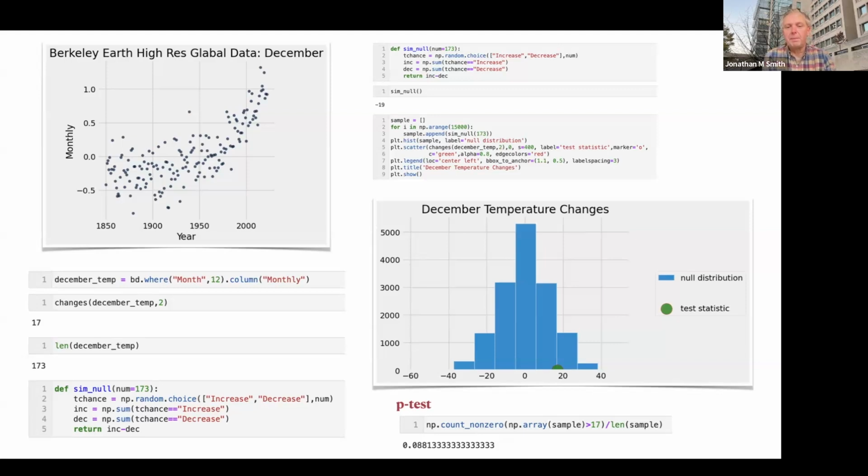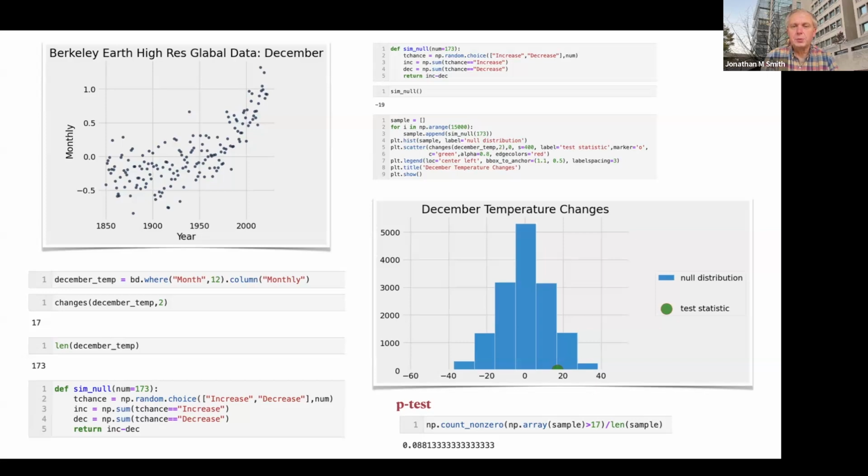And then we can do the np.count_nonzero of the sample generated by the iteration through the sim null, and we look for those greater than 17. That was our test statistic. Divide by the length of the sample and we get 0.08. So here at the 5% level, we cannot reject the null hypothesis. If we went to the 10% level, or 0.1, we could.